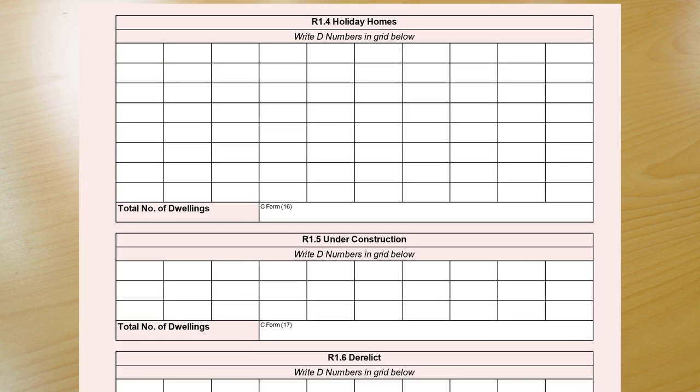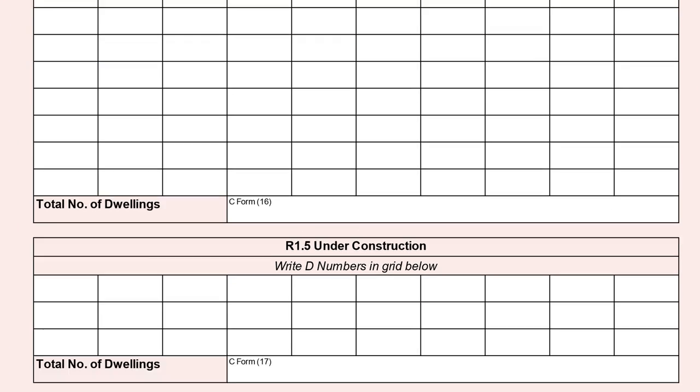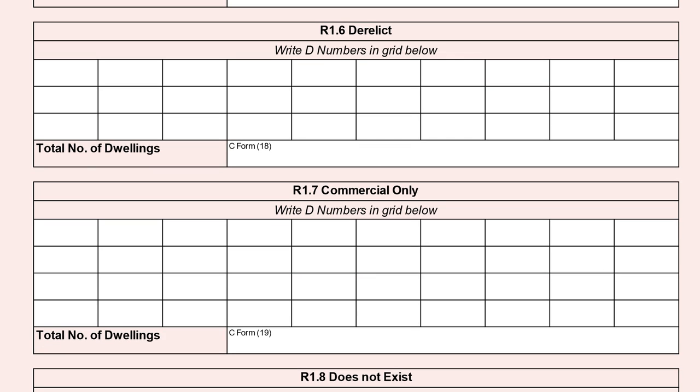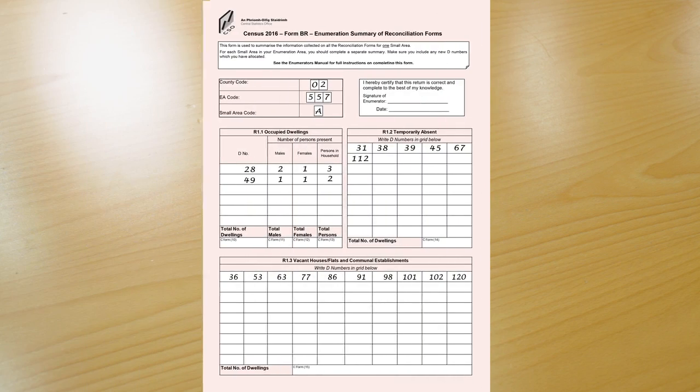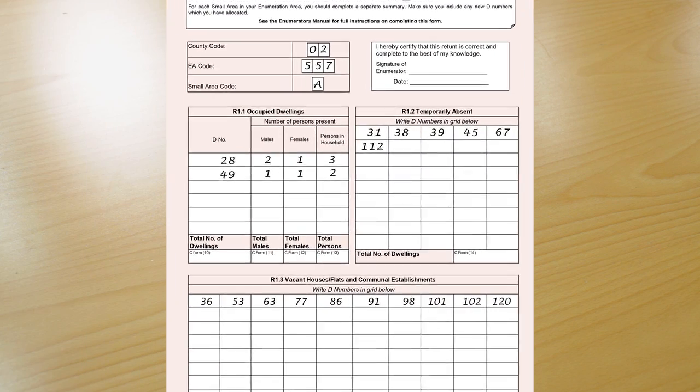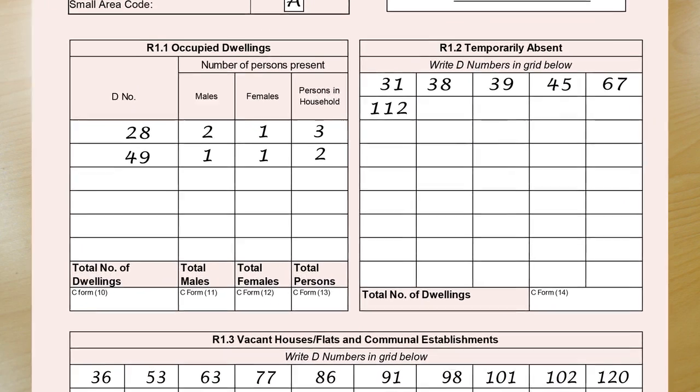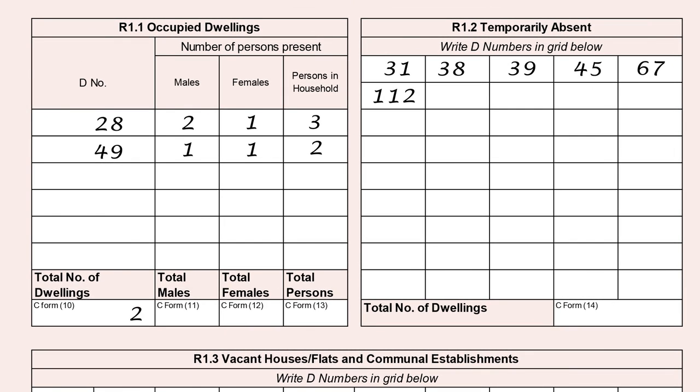When you have accounted for all the reconciliation forms in the small area, you should total the sections by counting the number of D numbers. For the occupied dwellings section, you should total the number of D numbers and write that in the total number of dwellings box at the bottom of the section. You should then add the number of males and write the total in the males column. You should do the same with the females and persons in household.